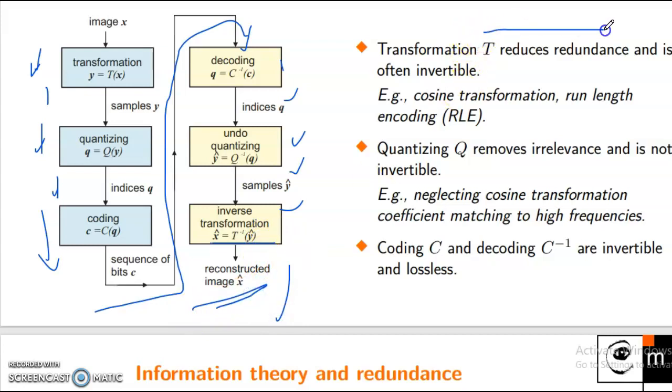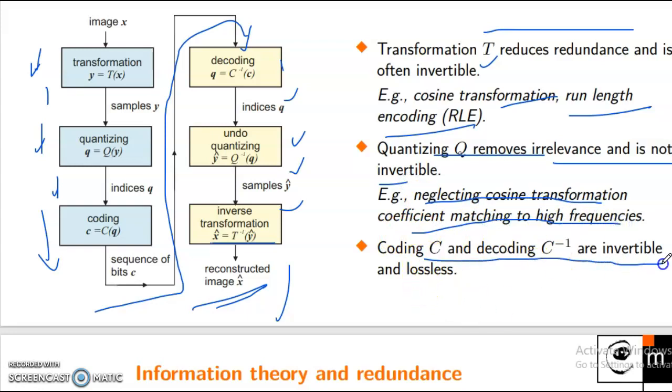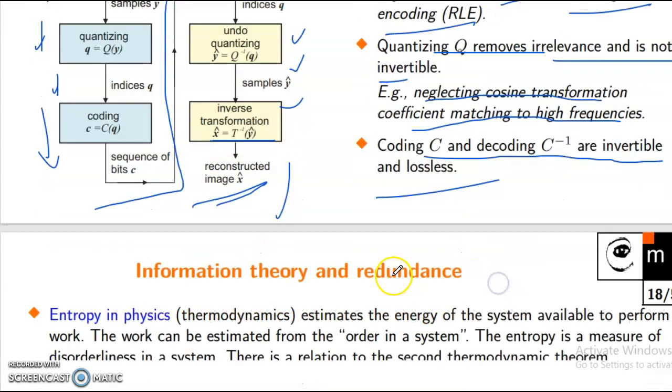Transformation T reduces the redundancy and is often invertible, for example cosine transformation followed by run length encoding, RLE. Quantizing Q removes irrelevance and is not invertible, neglecting cosine transformation coefficients matching high frequencies. Coding C and decoding C to the minus 1 are invertible and lossless.